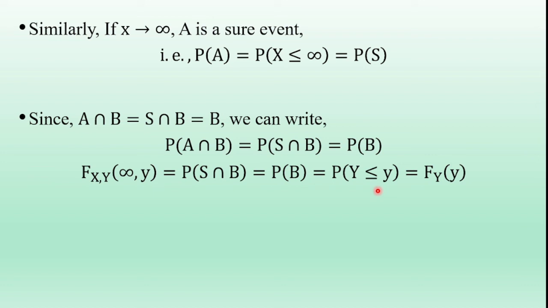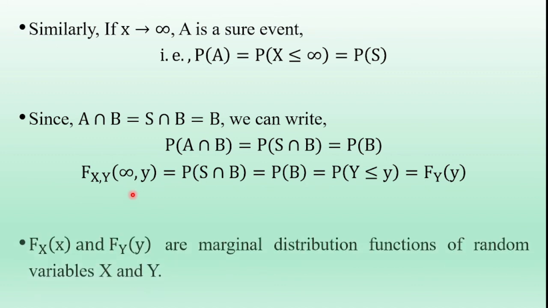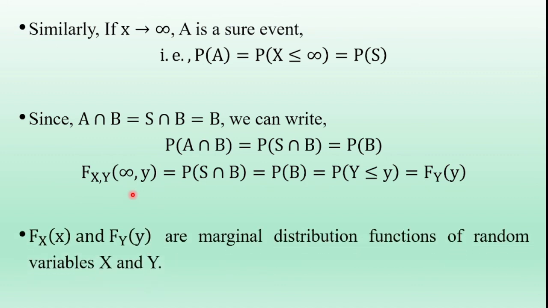From the definition of the probability distribution function of the random variable Y, the probability of Y less than or equal to y is the cumulative distribution function of the random variable Y. So this F_Y of y is called the marginal distribution function of the random variable capital Y, and its expression is F_Y of y equals F_XY of infinity comma y. So this is the concept of marginal distribution function.